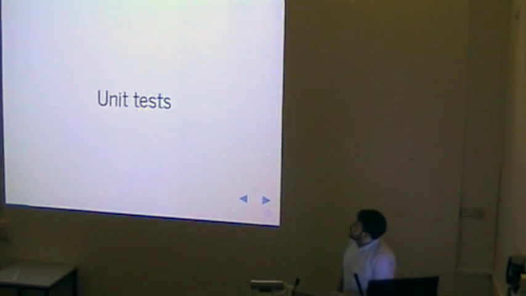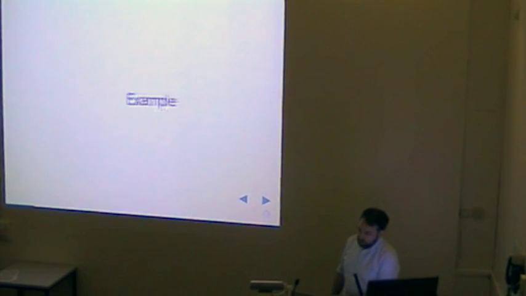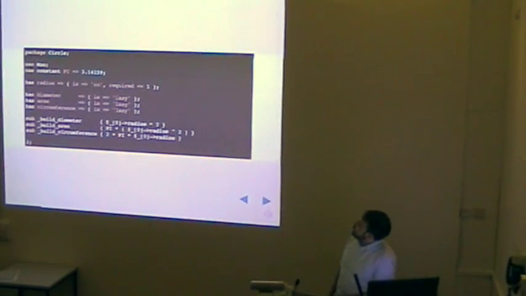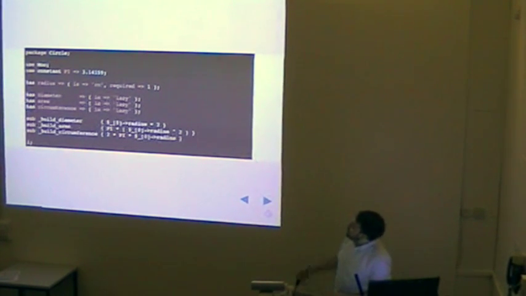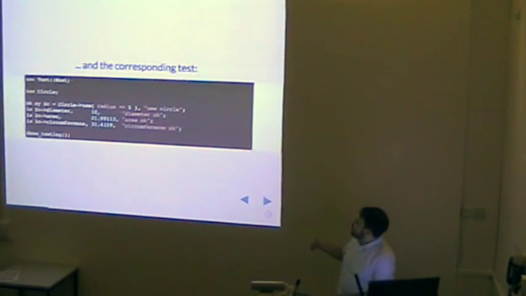So we start by looking at a unit test. We've got an example here. Can everyone read that? It's not hugely important if you can't, but it's just a very basic class with a few attributes and builder methods on the attributes. And then we have a corresponding unit test for it. Again, this is a trivial example.